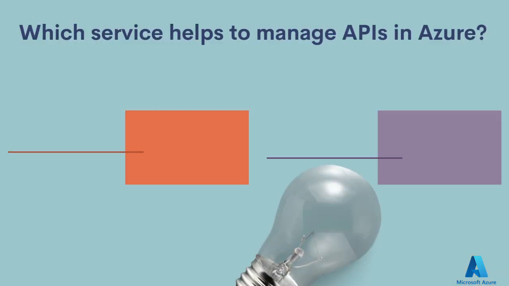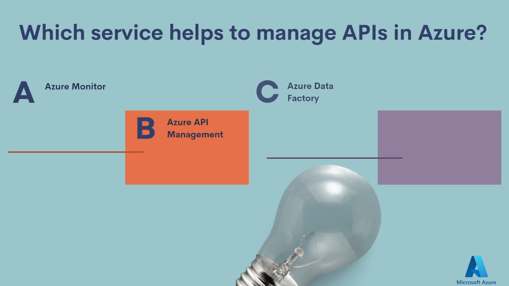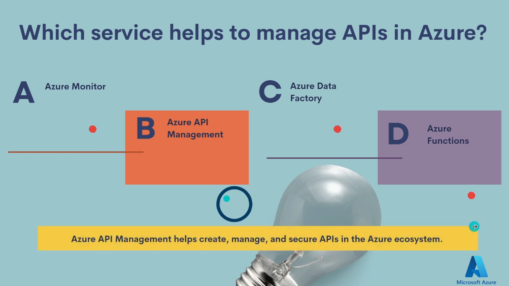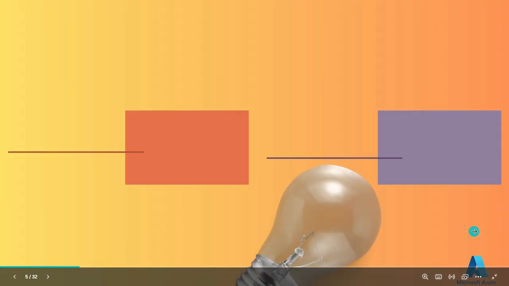So our question is, which service helps to manage APIs in Azure? And our options are Azure Monitor, Azure API Management, Azure Data Factory, and Azure Functions. So our right answer is Azure API Management. Azure API Management helps to create, manage, and secure APIs in the Azure ecosystem. Let's go to the next question.